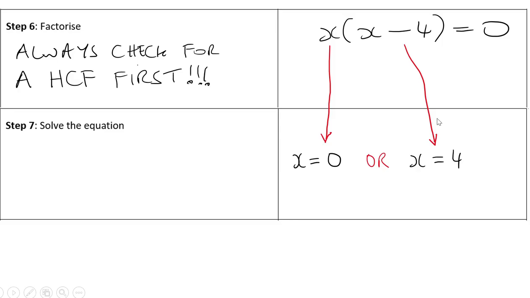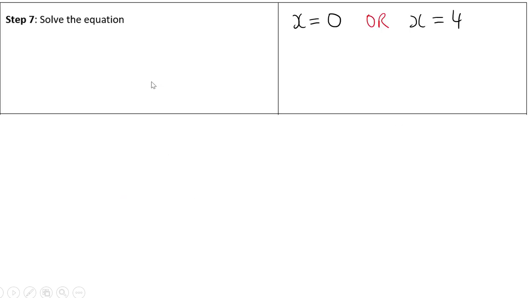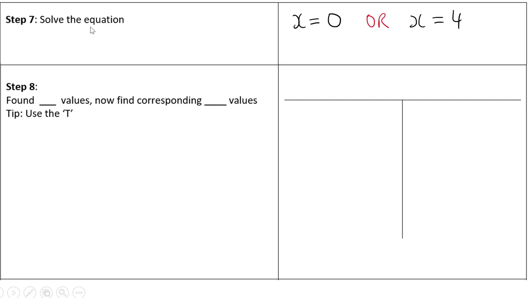And that's step number 7, solve the equation. Again, in your exam paper, two things multiplied together, you get an answer of 0. That means that one or both must be 0. So x is 0, or to make this 0 inside the bracket, this has to be 4. 4 minus 4 is 0, so x must be 4. Step number 8, final step.